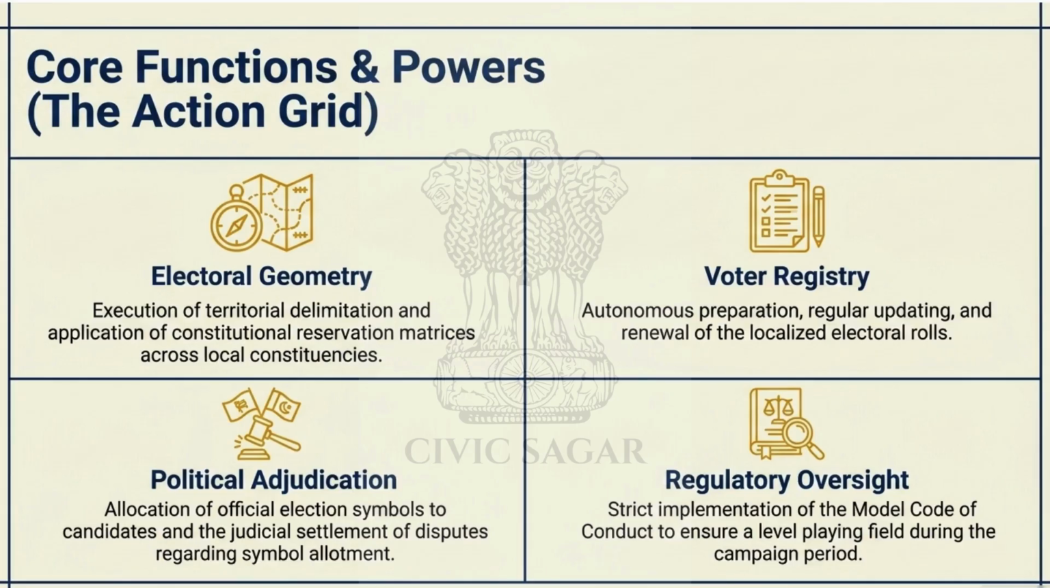The Commission's operational duties fall into four critical categories: electoral geometry, executing territorial delimitation and applying mandatory constitutional reservation matrices; voter registry, independently preparing, updating, and renewing localized voter lists; political adjudication, allocating official election symbols to candidates and resolving symbol allotment disputes; regulatory oversight, enforcing the Model Code of Conduct to ensure a level playing field for all contestants.